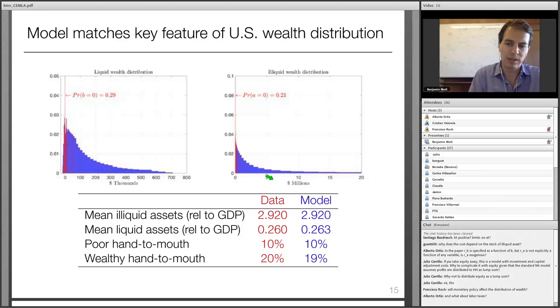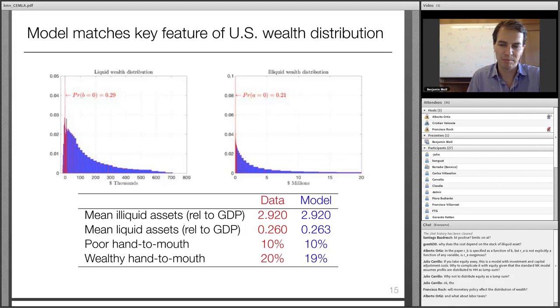For one, if you have negative liquid wealth, an interest rate cut is great because you have to pay less interest on your debt. If you have positive liquid wealth, say you're one of these guys out here with like $700,000, you're really not going to like it if monetary policy cuts these liquid rates, because that just wipes out a big chunk of your income probably.